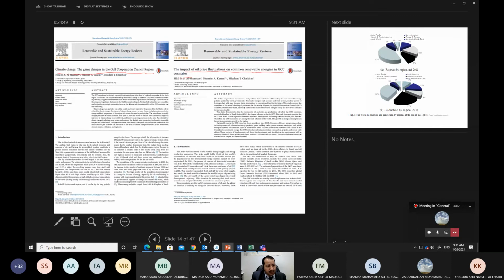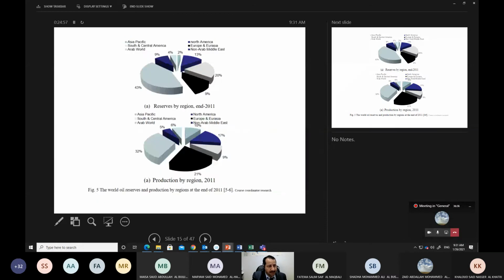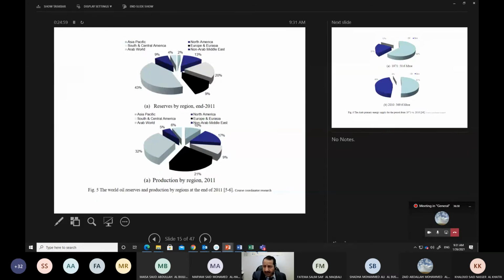I will send them on Microsoft Teams later on, inshallah, today. You will find good information in these articles. I advise you to read something in them. I tried to pick a few statistics from these papers. Here is the world oil reserves and production.